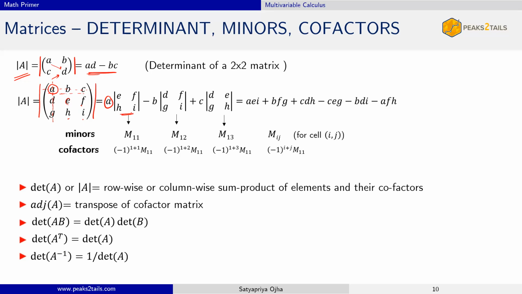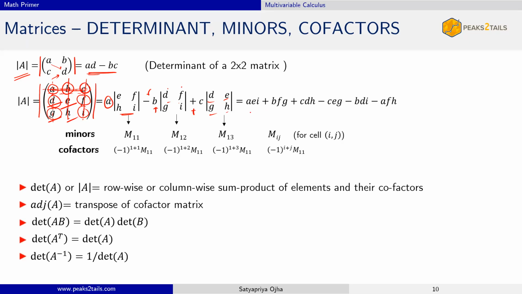Okay. Now you move on to B. Keep B as is. There will be a minus sign. So it alternates plus, minus, plus, minus, plus, minus. Minus sign times B times determinant of, cover that row, cover that column. What do you get? D, F, G, I. Determinant of that. Then plus C again. Plus C, cover this row, this column, you get D, E, G, H.